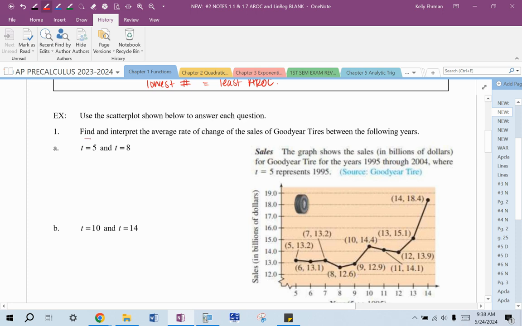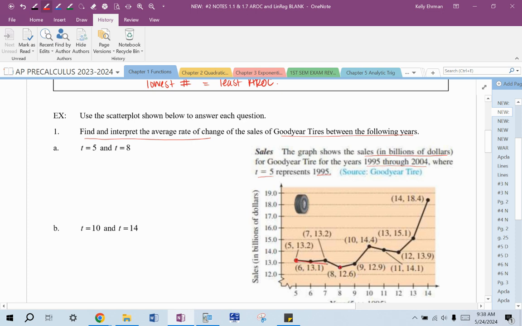Find and interpret the average rate of change for the sales of Goodyear tires between the following years. So let's take a look at this graph before we get into this. These numbers are sales in billions of dollars for Goodyear tires from 95 to 2004. T equals 5 represents 1995. So find the slope between T equals 5 and T equals 8.